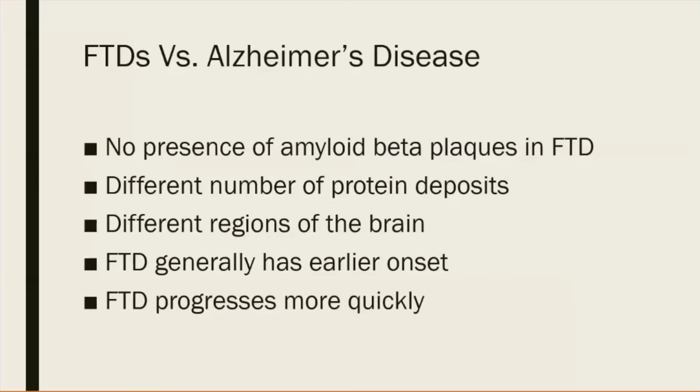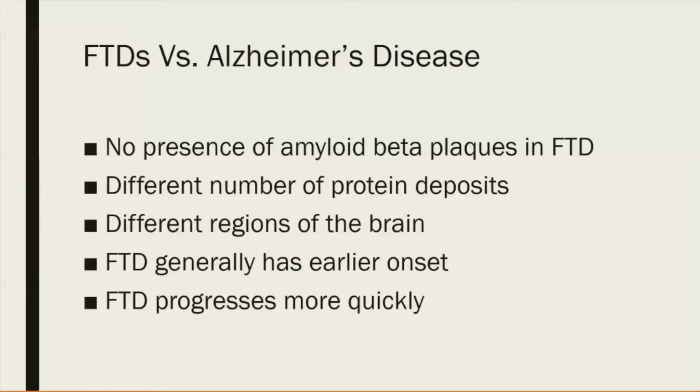So in Alzheimer's disease, our two main issues in the brain are from amyloid beta plaque buildup and neurofibrillary tangles. For people with FTD, they don't have that amyloid beta, but they do have protein deposits similar to the neurofibrillary tangles. So we see a presence of tau protein, TDP43 proteins, and FUS proteins as well.